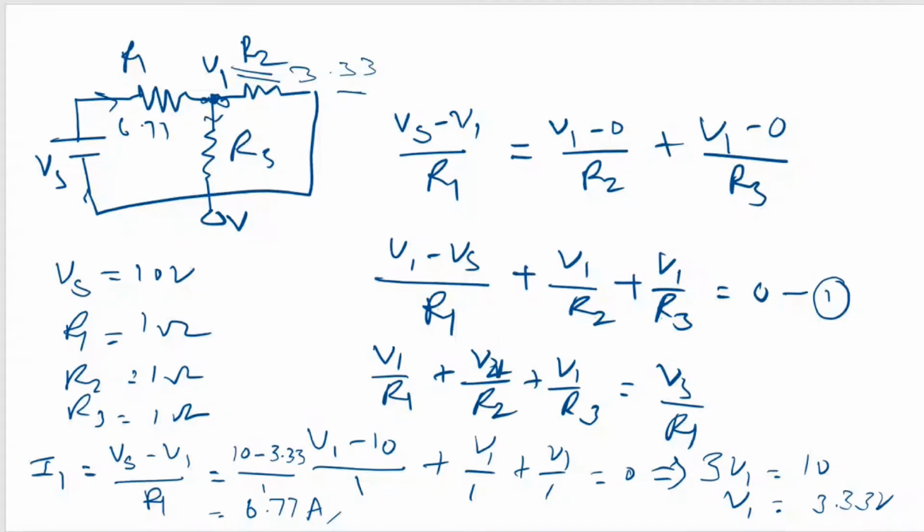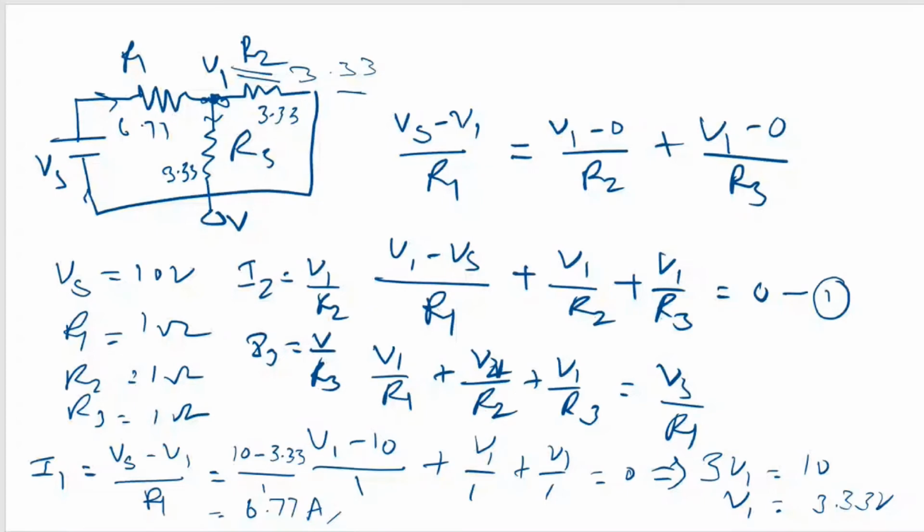We are going to find the current in each and every network. So I1 is Vs minus V1 by R1, and what is I2? V1 by R2, and what is I3? V1 by R3. So after having the currents, you can easily find the power consumed in R1, R2, R3, because we know the potential difference between these two.